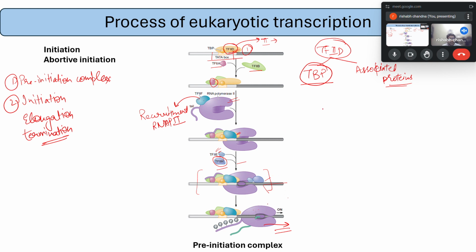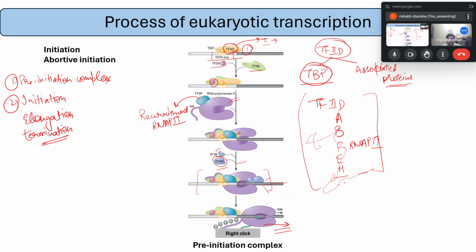So first TF2D comes, then TF2A, then B, followed by F and the RNA polymerase 2, followed by E and H. Okay, so this was the sequence in which the transcription factors are bound. So please remember the sequence, because many times these particular questions are asked in competitive examinations directly in the form of fill in the blanks or any other type of question.